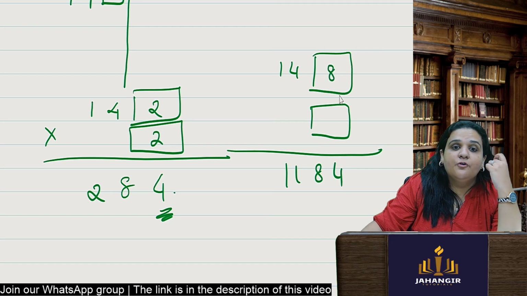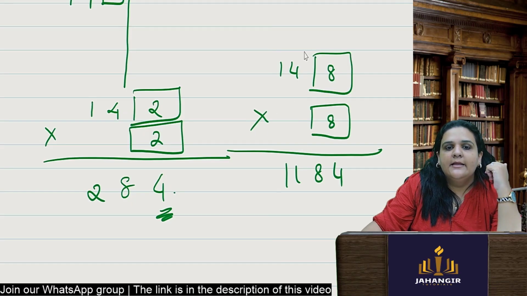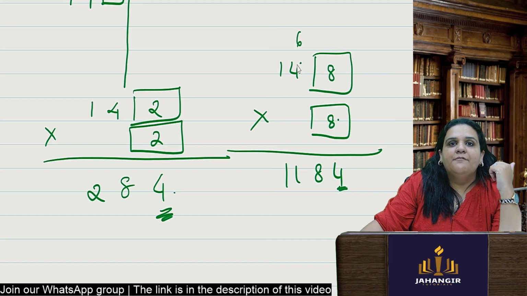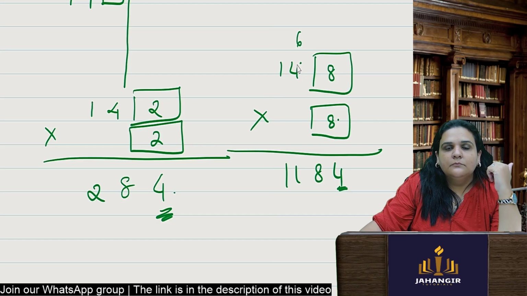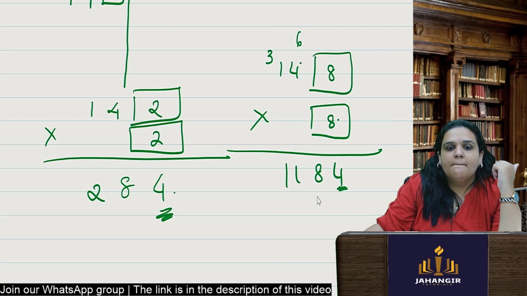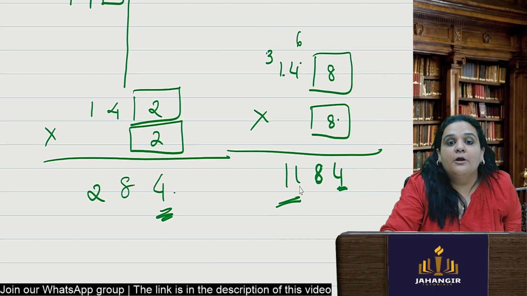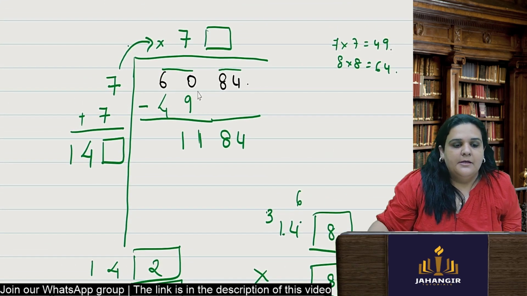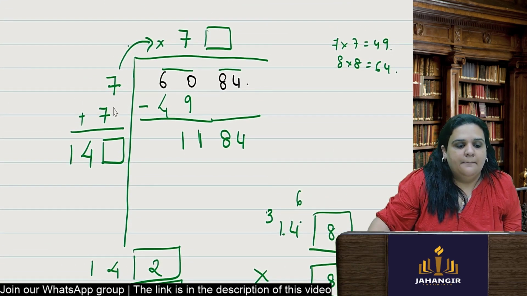8 8s are 64. So now multiply this and see. 8 8s are 64, so 6 carried forward, 4 here. 8 4s are 32. 32 plus 6 will give you 38. 8 here, 3 above. 8 1s are 8. 8 plus 3 is 11. So 148. So 8 is the number. So I will put 8 over here and I'll put 8 here.